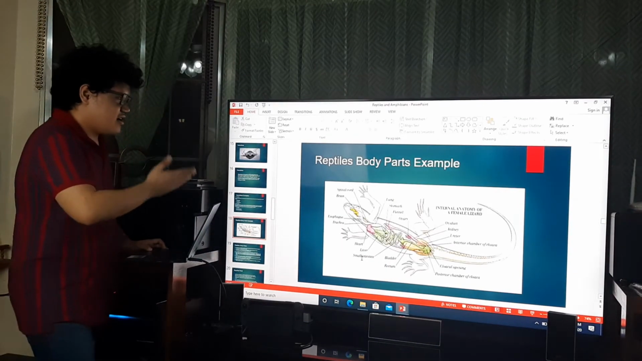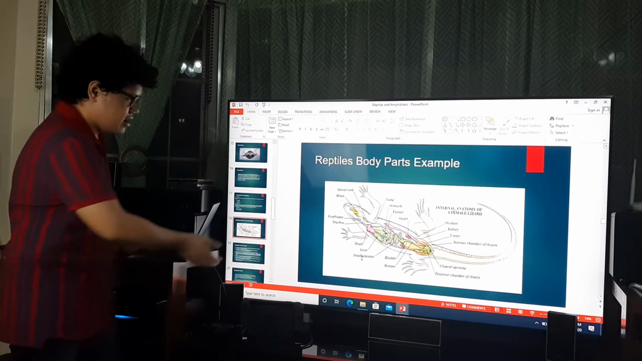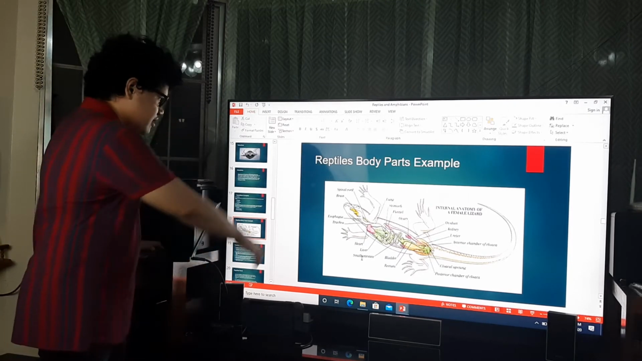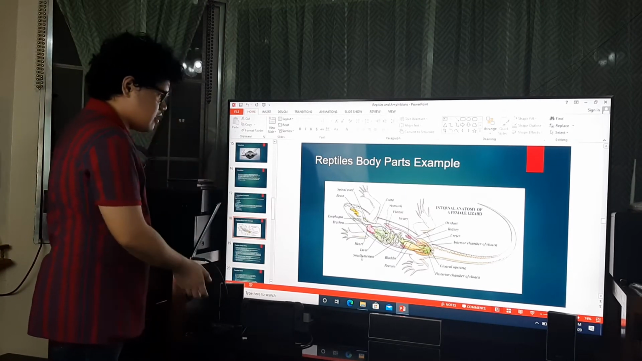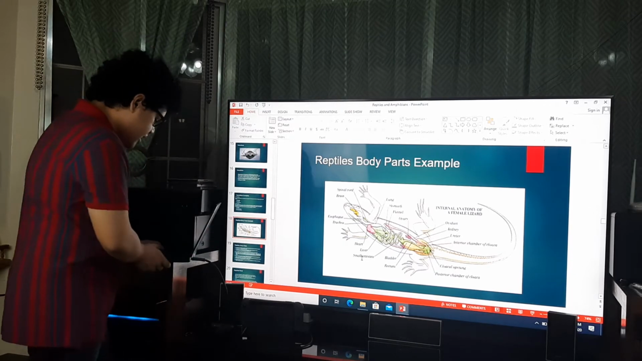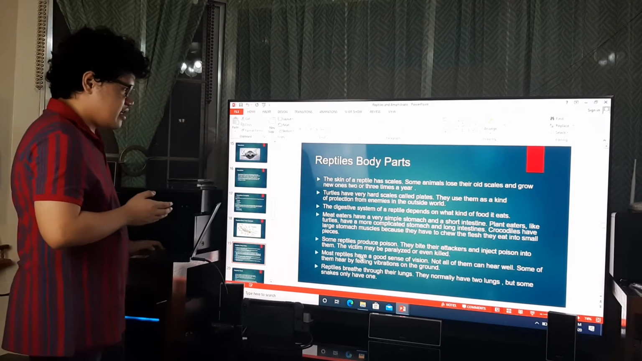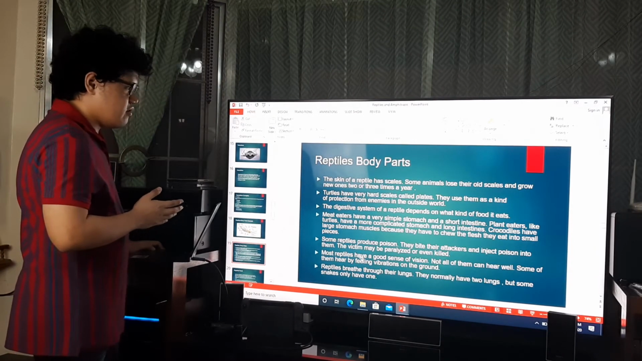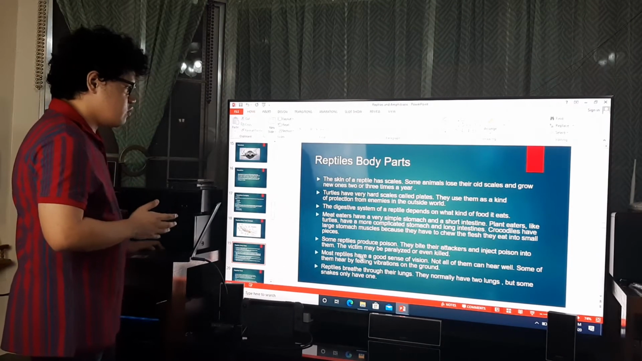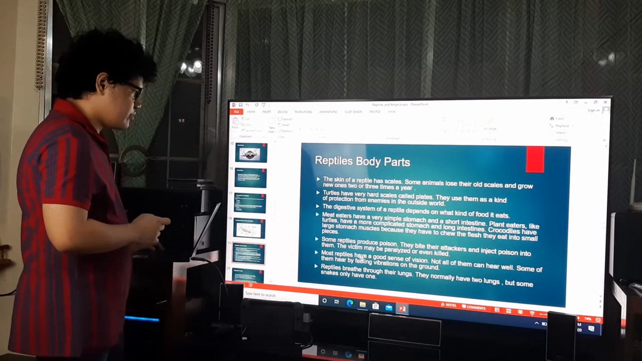Here are the body parts of reptiles. As you can see here, spinal cord, the brain, esophagus, and so on. And let's discuss the body parts of reptiles. The skin of a reptile has scales. Some animals lose their old scales and grow new ones 2 or 3 times a year.